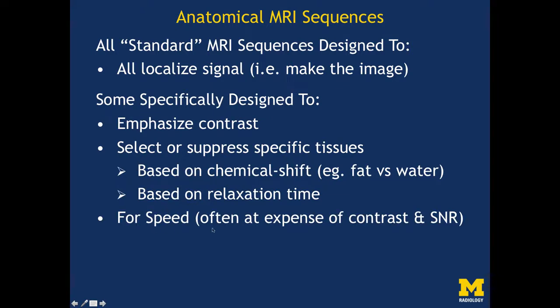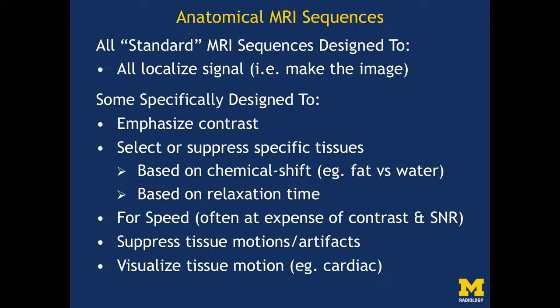But there's another whole class of sequences that are designed for speed. Often this is done at the expense of contrast or signal to noise or quality of the image, but sometimes speed is more important than contrast. For instance, speed may be required to remove motion artifacts. Often in the abdomen we have a breathing patient. If we can confine our acquisition to a breath hold, then at the expense of spatial resolution, we can at least freeze respiratory motion.